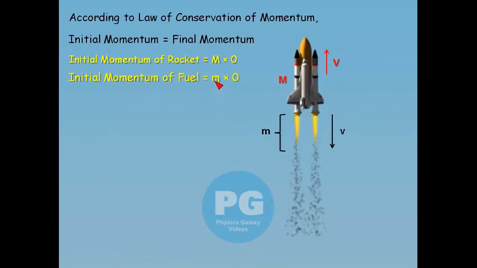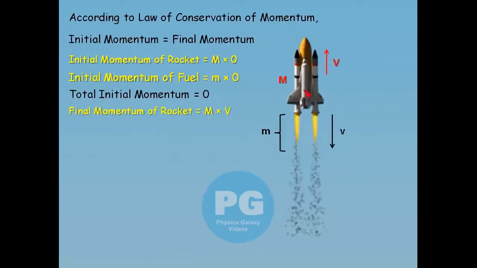If we talk about the initial momentum of the fuel, initially the fuel was also at rest. So the mass into velocity of the fuel is again 0, so the initial momentum of the fuel is m into 0, that is again 0. The total initial momentum is the sum of the initial momentum of the rocket plus the initial momentum of the fuel. Both are 0, so the total initial momentum is also 0.